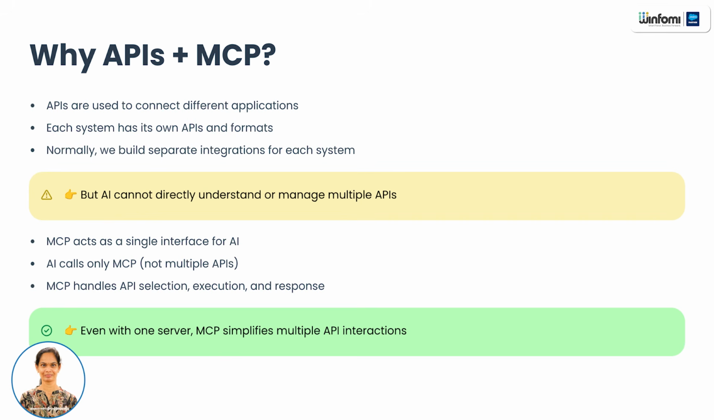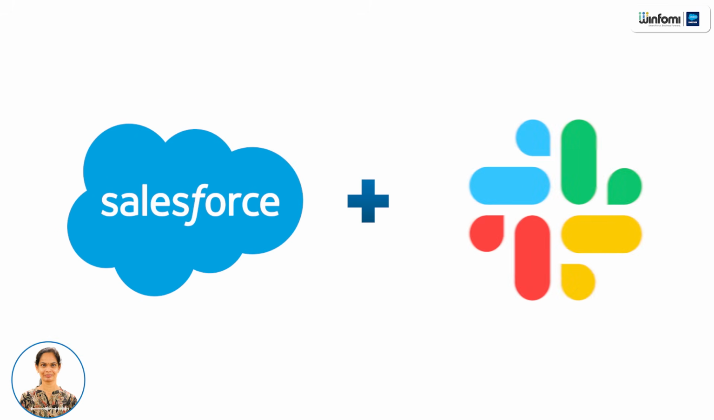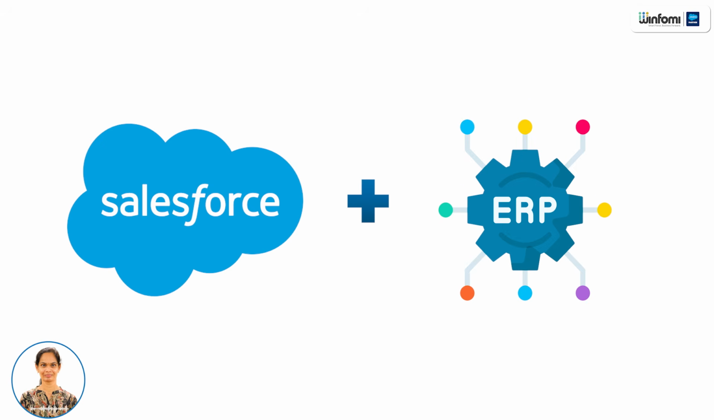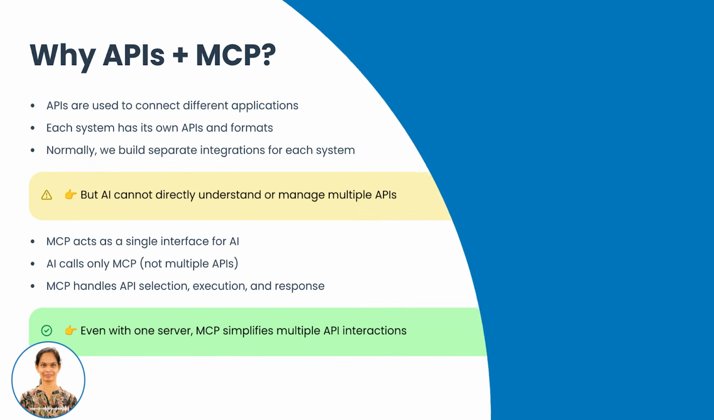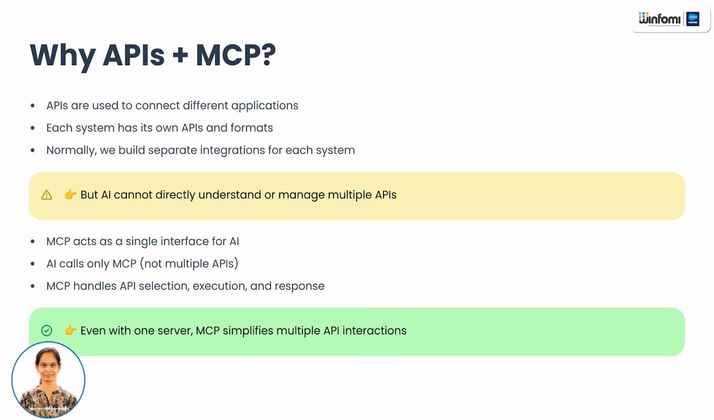So let's see why APIs and MCP are required for this architecture. Before going deep dive into MCP, let's first understand why MCP and APIs are used together. APIs are already used to connect different applications. For example, Salesforce can connect with Slack, Google Drive, ERP systems, or external services using APIs. But the challenge is that every system has its own API structure, authentication method, request format, and response format. So normally, as developers, we build a separate integration for each system.